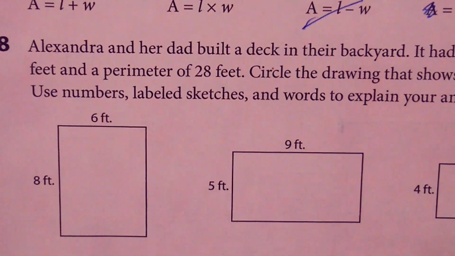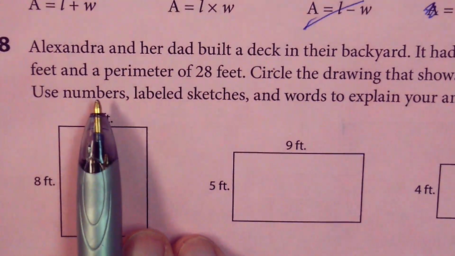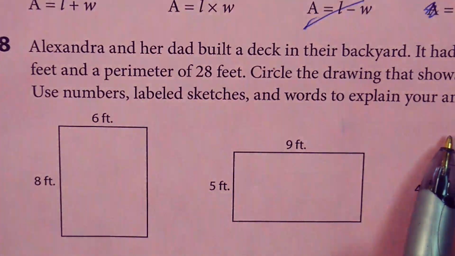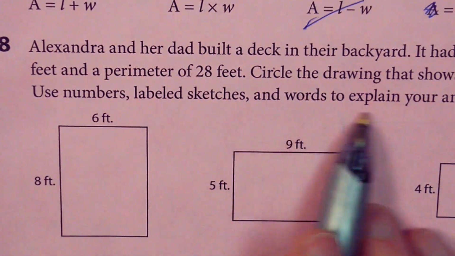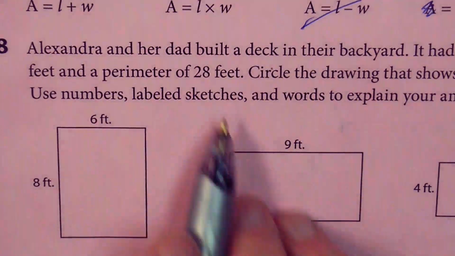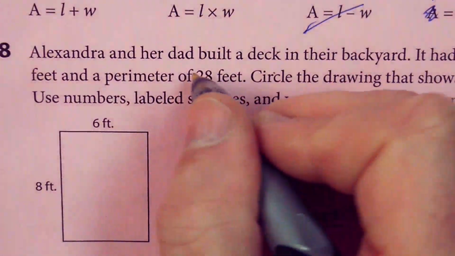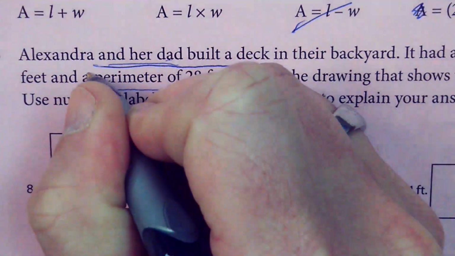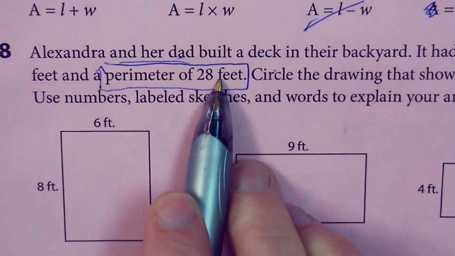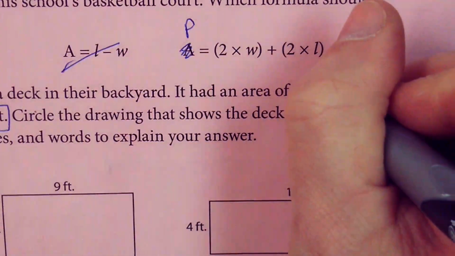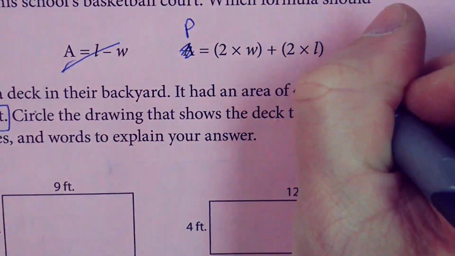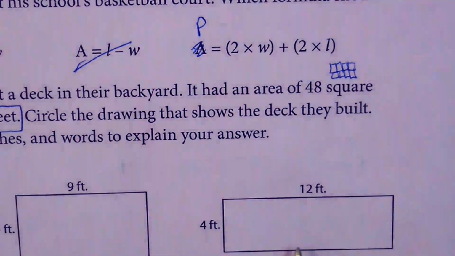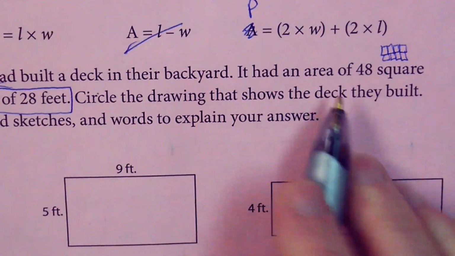Alexandra and her dad built a deck in their backyard. It had an area of 48 square feet and a perimeter of 28 feet. Circle the drawing that shows the deck they built. Use numbers, labels, sketches, and words to explain your answer. Perimeter of 28. So distance, once again, I kind of think of this. Distance around is 28 feet. The area, kind of I'm thinking of the squares, right? Length times width. Just in my brain, that's what I think. How many squares would fit inside when I think of area, okay?